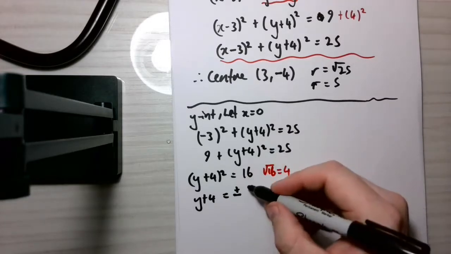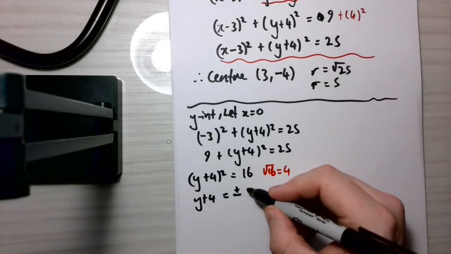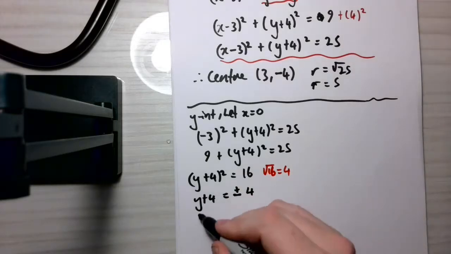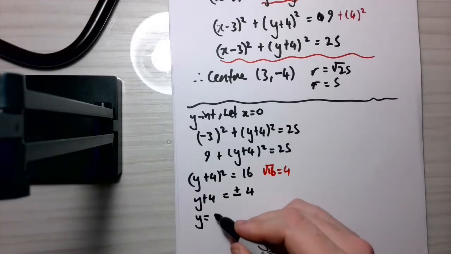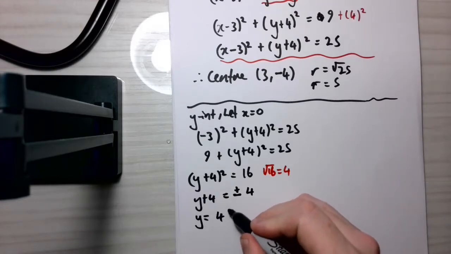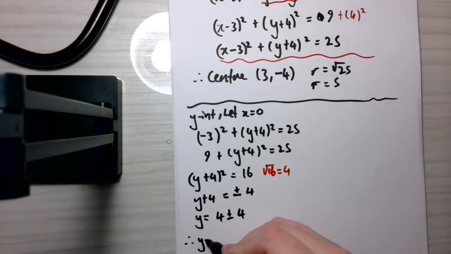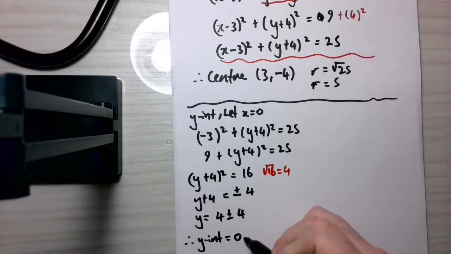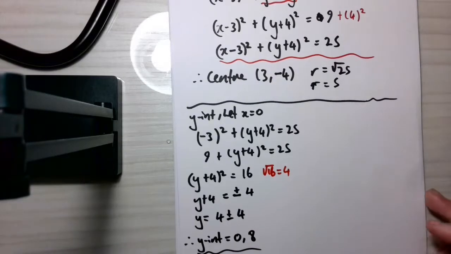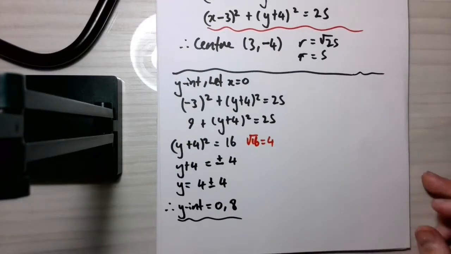Okay, so the square root of 16 is equal to 4, therefore we have plus or minus 4. Right, minus 4 from both sides, we end up with y is equal to 4 plus or minus 4. So our y-intercepts are equal to, well, 4 minus 4 is 0, and 4 plus 4 is 8. So there are two y-intercepts that we have. Okay, so let me just move that up so you can see what we're doing.